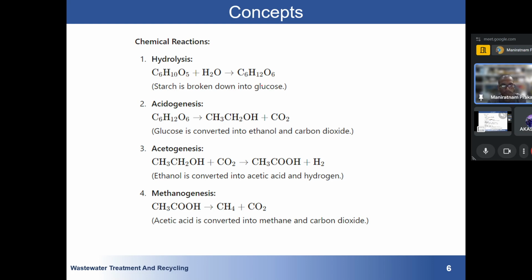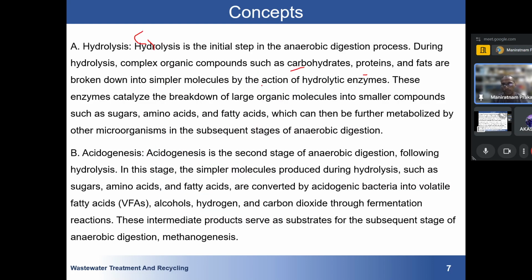This complex process occurs with a series of bacteria, it's not a simple process. It occurs with the help of some bacteria. What are those bacteria? If you want to see them, please stay till the end and I will be discussing. These enzymes catalytically break down the large organic molecules into smaller compounds such as sugar, amino acids, and fatty acids, which can be further metabolized by other organisms in the subsequent stages of anaerobic digestion.